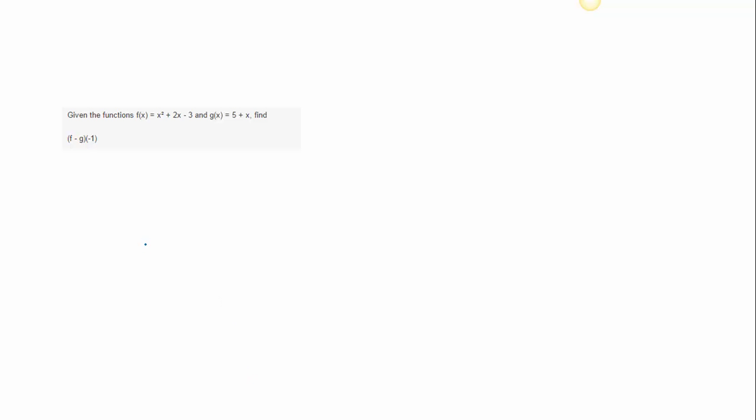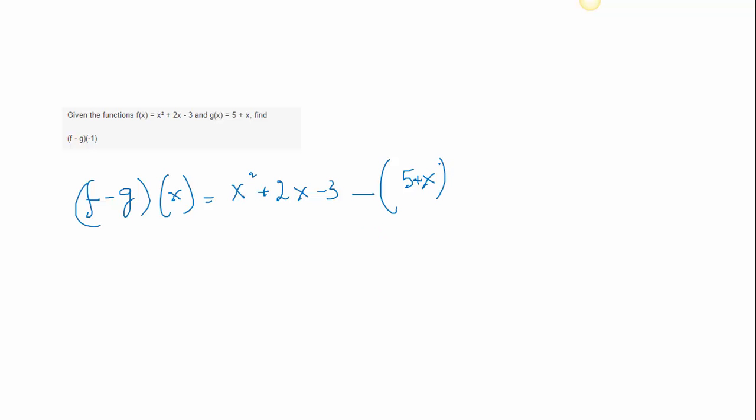Given the functions f of x and g of x, find f minus g of negative 1. We can start by finding f minus g of x first, which is equal to f of x, which is x squared plus 2x minus 3, minus g of x, which is 5 plus x. I make sure I put parentheses around them because the minus will cover every term inside the parentheses. So this would be x squared plus 2x minus 3. Now distribute the minus sign: minus 5 minus x.